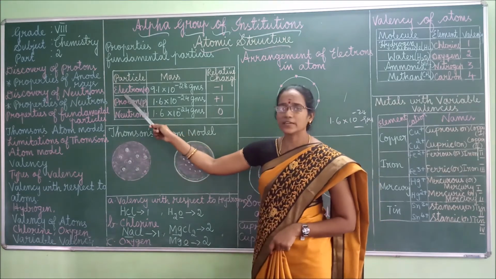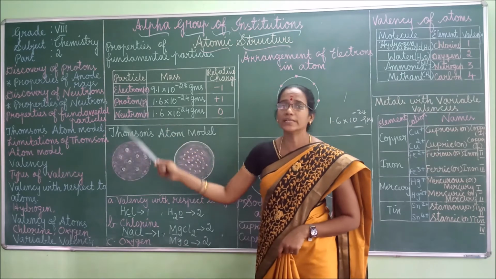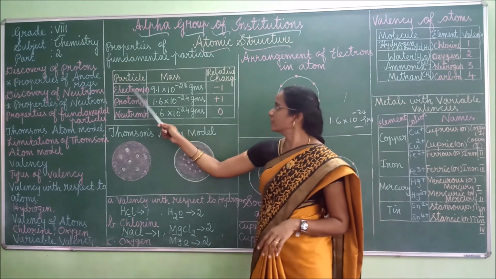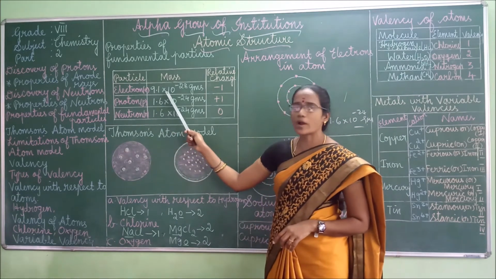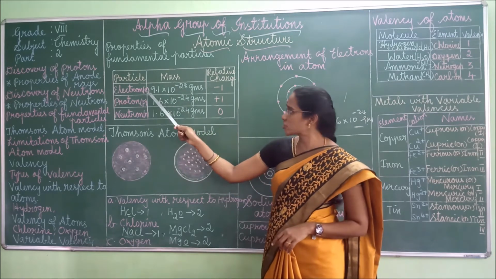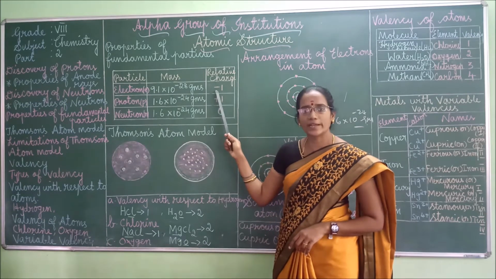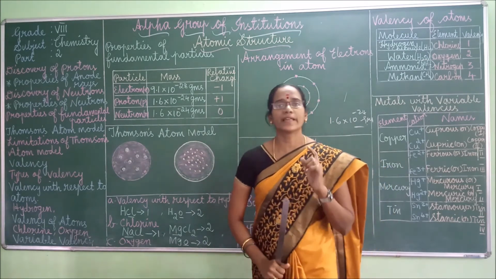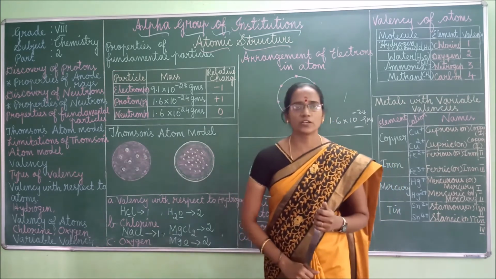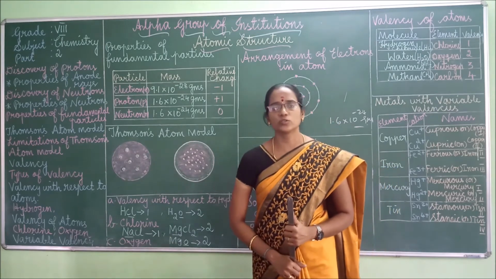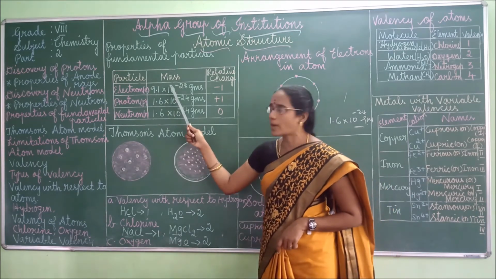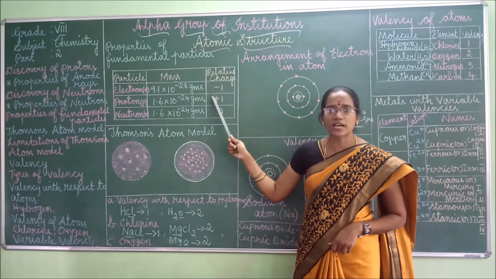So first one, the electron, is represented by the symbol e. Small letters you have to use for electron. Got it? Its mass is 9.1 into 10 to the power minus 28 grams, whereas its relative charge is minus 1 because electrons are negatively charged particles, isn't it? Protons are positively charged particles. Electrons are negatively charged particles, whereas neutrons have no charge.